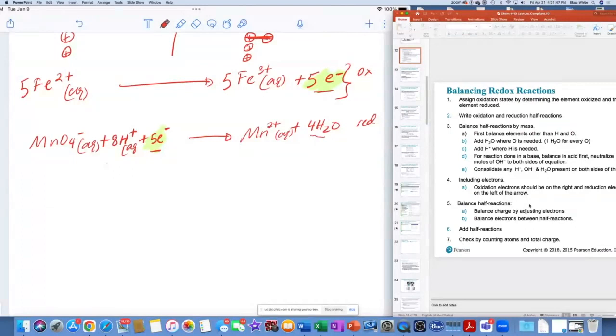Okay, having this, now we can add the two half reactions, cancel out the electrons, and then we get the overall reaction. Okay, so number 6 is add half reactions. Check by counting atoms and total charge.